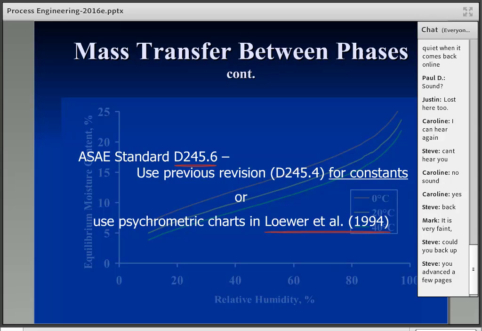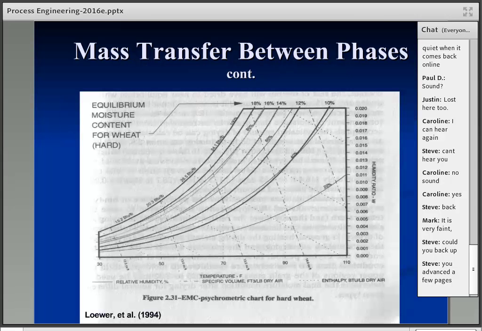Otherwise, if you use the ASAE standard, you can use the little graphs that are in there, the graphs that look like the chart that's underneath here that we're just looking at. And you can pick numbers off there with, I think, just barely enough accuracy that you're going to be okay. You just have the extra step of picking them off the chart instead of having them already plotted on the psychrometric chart.